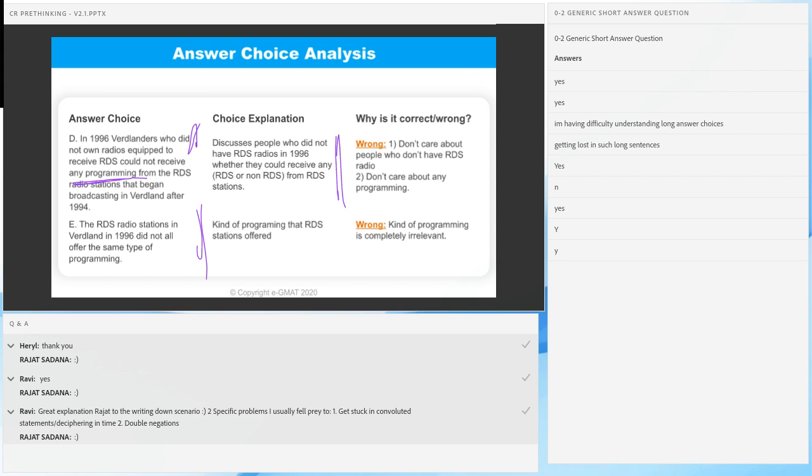Do you need to do a negation test after pre-thinking? Do you necessarily need to? Initially, you should do it. Again, it builds your skill, but then you get so confident with time that you won't need to do that.